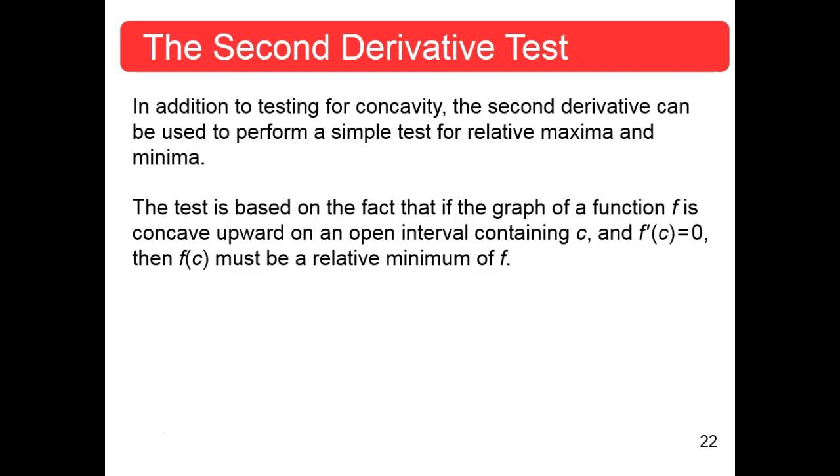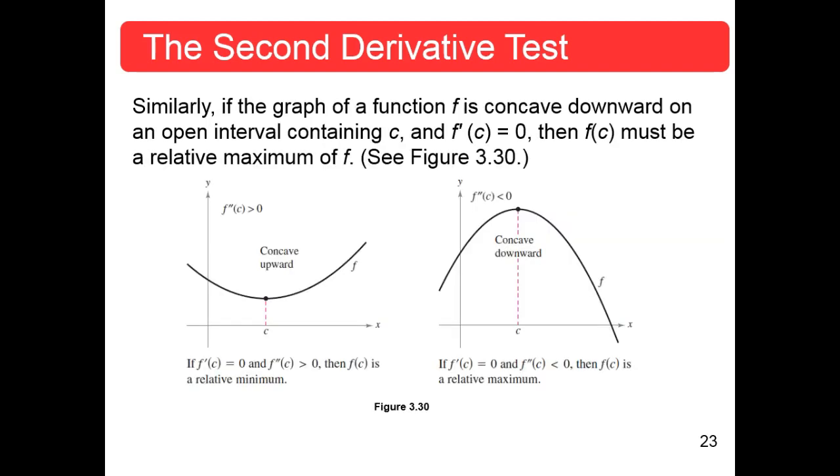Because if it's concave up there and you've got a 0 derivative there, it can't help but be a minimum because it's going up on both sides. If it's concave down, that's got to be a relative maximum. So that's much easier than going back and doing your test intervals on your first derivative. Just take the second derivative, see what the value is. If it's positive, then it's a minimum.